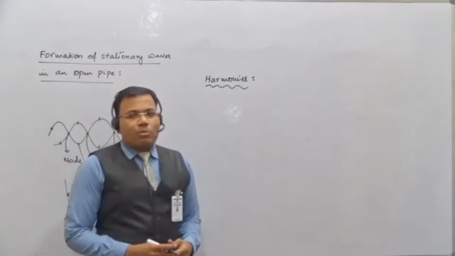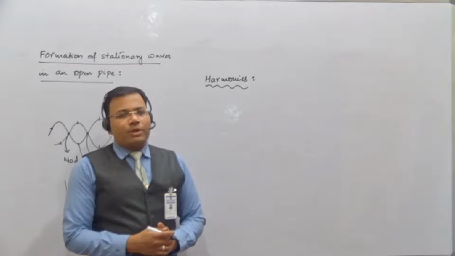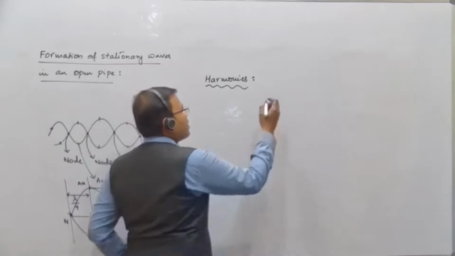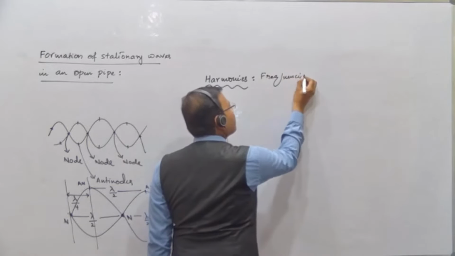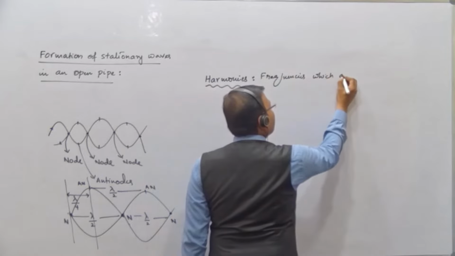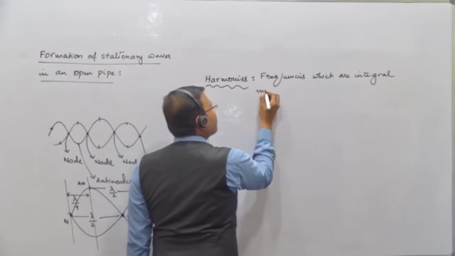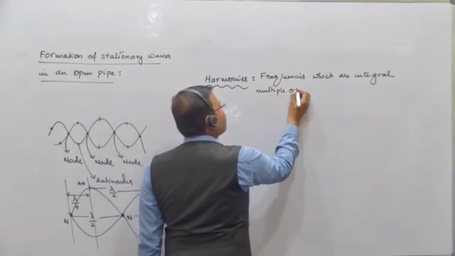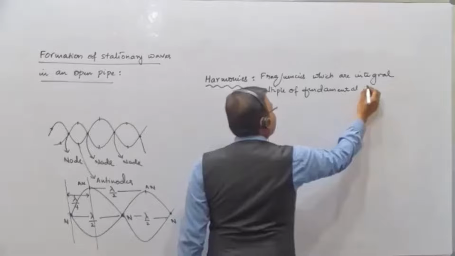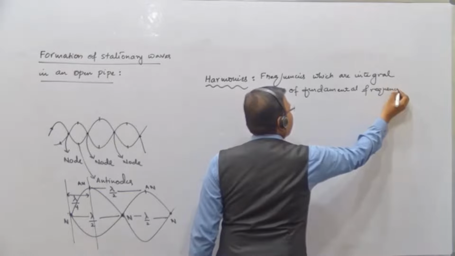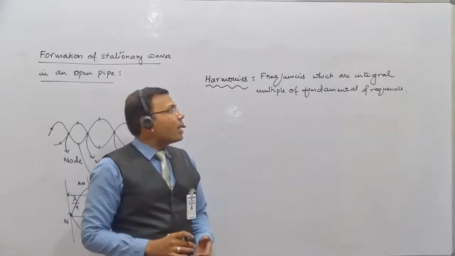Students, we were discussing harmonics. What are these harmonics? Frequencies which are integral multiples of the fundamental frequency. Let us take an example. First, I'll write the definition. Frequencies which are integral multiples of fundamental frequencies are called harmonics.